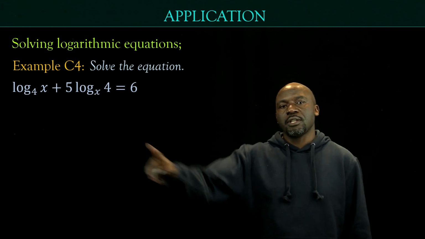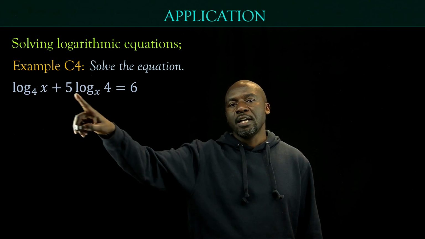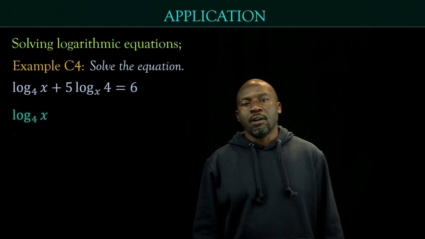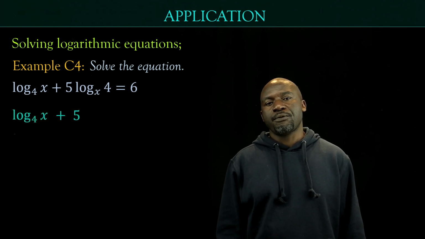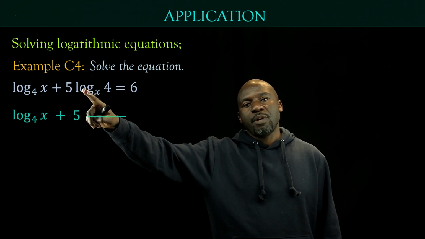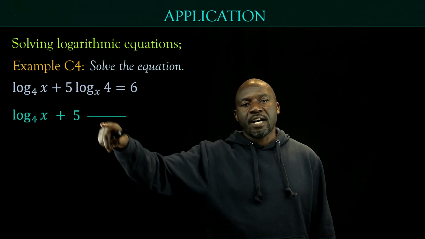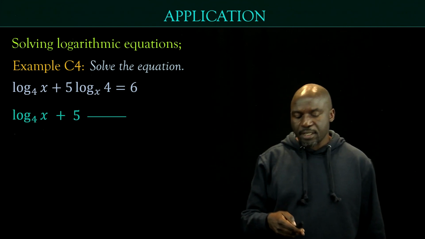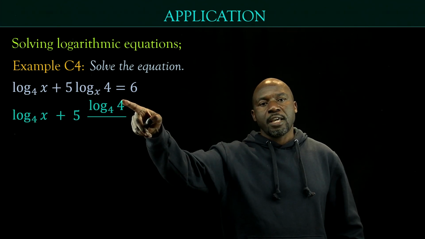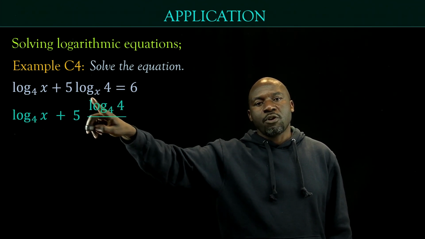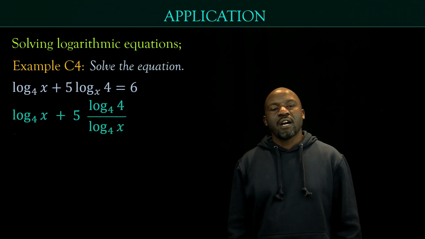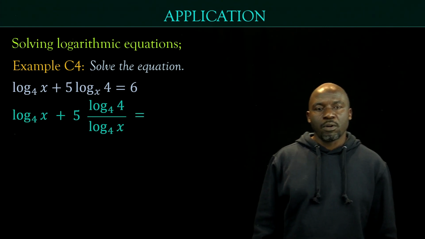Okay, so like as follows. This is already in base 4, so I don't have to do anything about it. So I will change this to base 4. Therefore I have log to base 4 of x plus 5. And now I change that. If I'm going to write this under base 4, this is going to be log of 4 divided by log of x, and each of them under base 4. So log to base 4 of 4, this 4 here is that 4. And now I'm going to get log of x, but also under base 4. Okay, I've changed the base, and this is equal to 6.